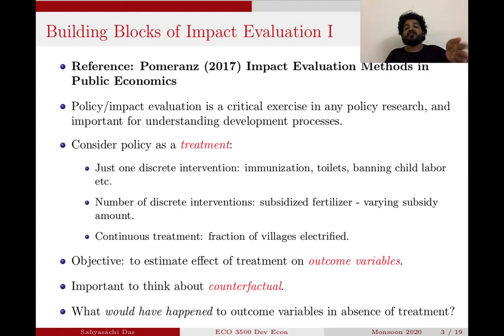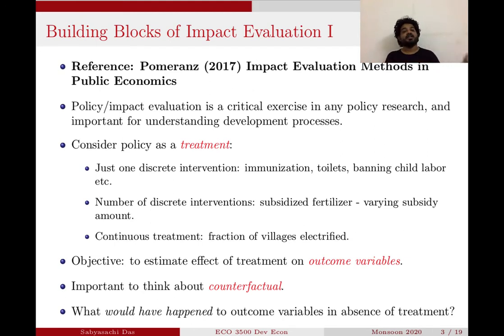These are called various treatment arms of this bigger treatment. So you can have multiple treatment arms, which will have various levels of subsidy. And so then it will also be a discrete intervention, but there will be more than one intervention, right? You have multiple kinds of interventions.